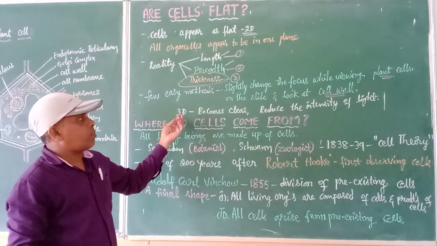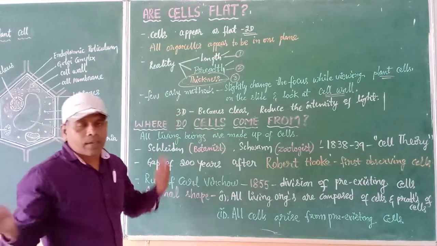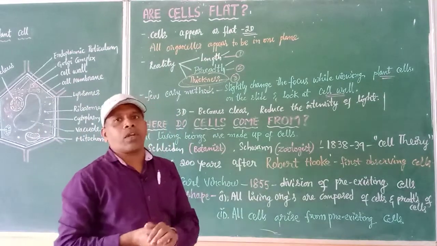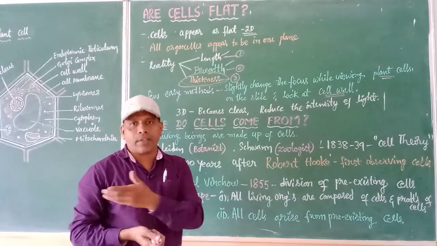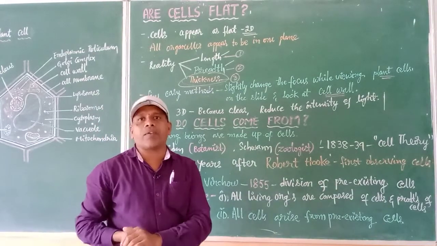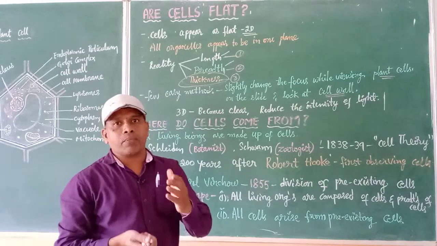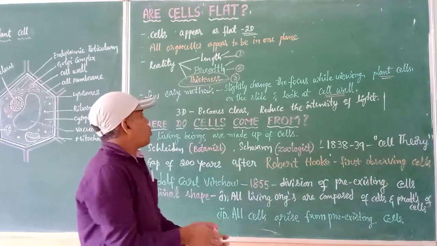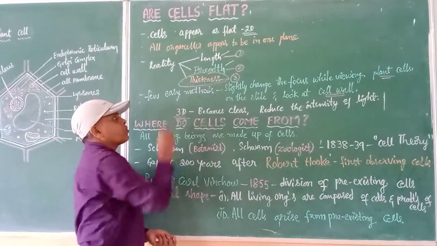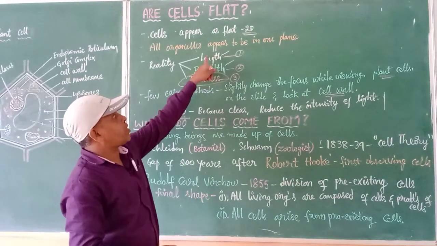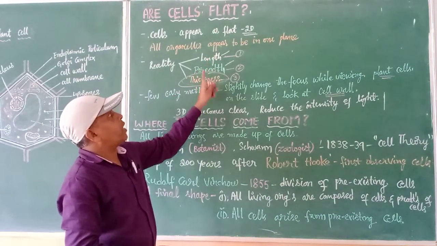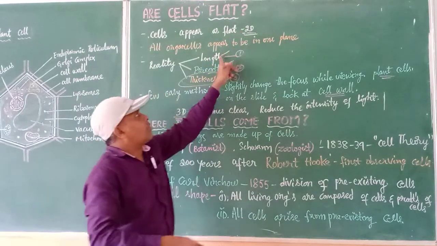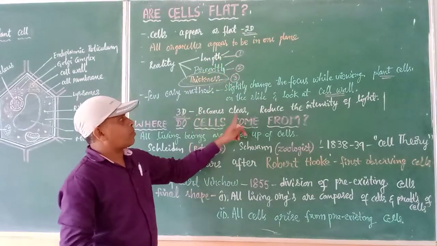In the 3D figures, there are some figures given in our textbook, like the structure of a typical plant cell, which is given as a 3D figure. Then we have drawn figures of mitochondria and chloroplast, which are 3D figures. The 3D figure becomes very clear. In a 3D figure, three dimensions will be there: length, breadth, and thickness. In a 2D figure, we have only length and breadth.